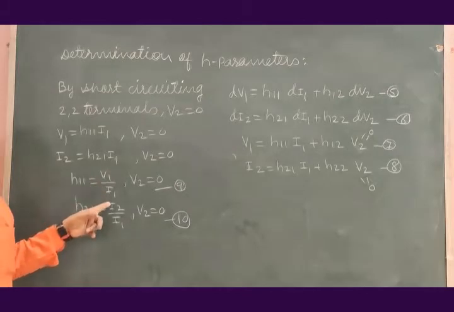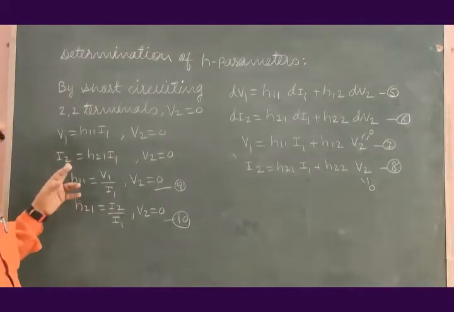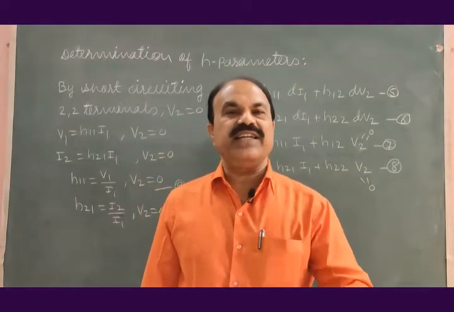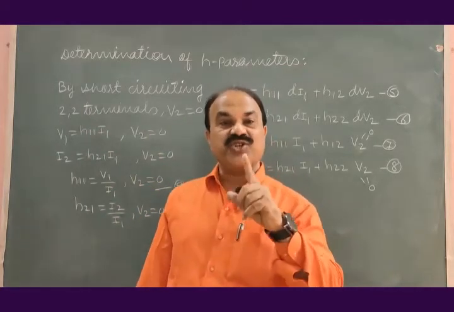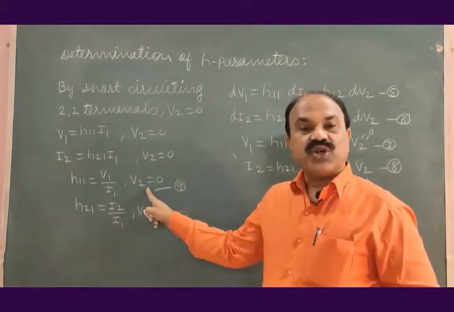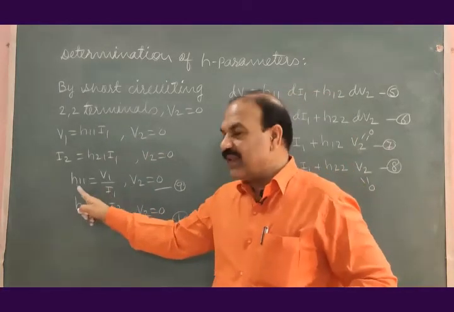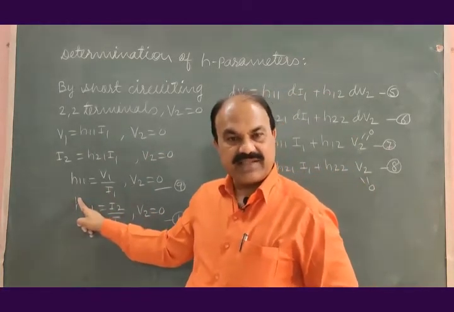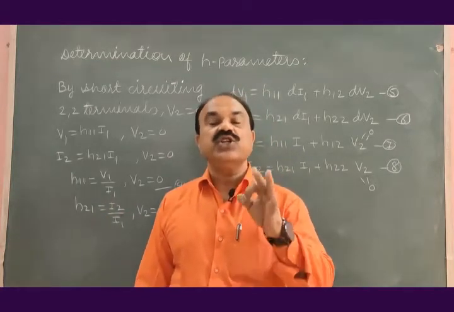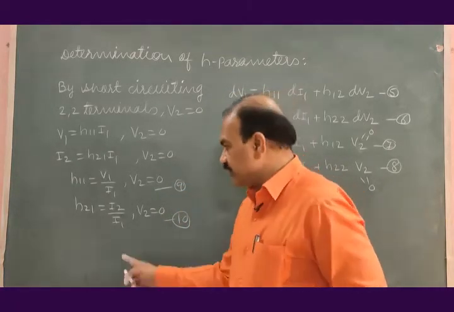The ratio of input voltage to input current is known as input impedance, and therefore H11 is known as short circuit input impedance. Why short circuit? To get H11, we have to short circuit the two terminals so that V2 will be 0. And so H11 is recognized as the input impedance or short circuit input impedance of the two-port network.